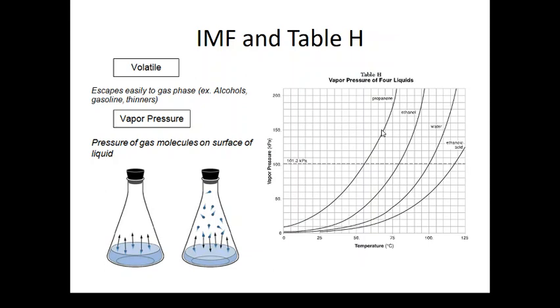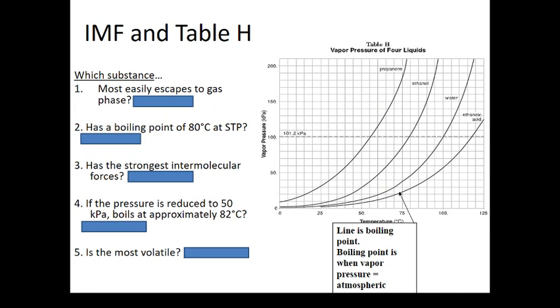So Table H gives us 4 different liquids. By looking at these, we can actually determine the boiling point and also some other properties of the liquids. So when we're looking at these, we want to look at which of the following most easily escapes to the gas phase. Which one of these has a boiling point at 80 degrees Celsius? Which one has the highest, or the strongest, intermolecular forces?